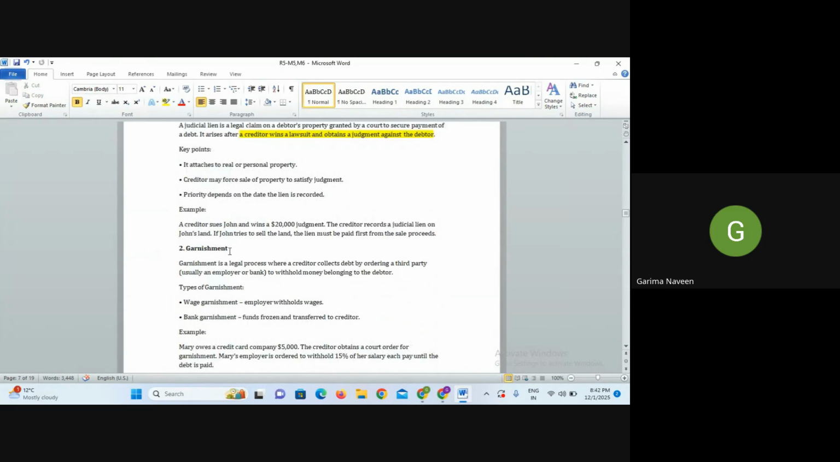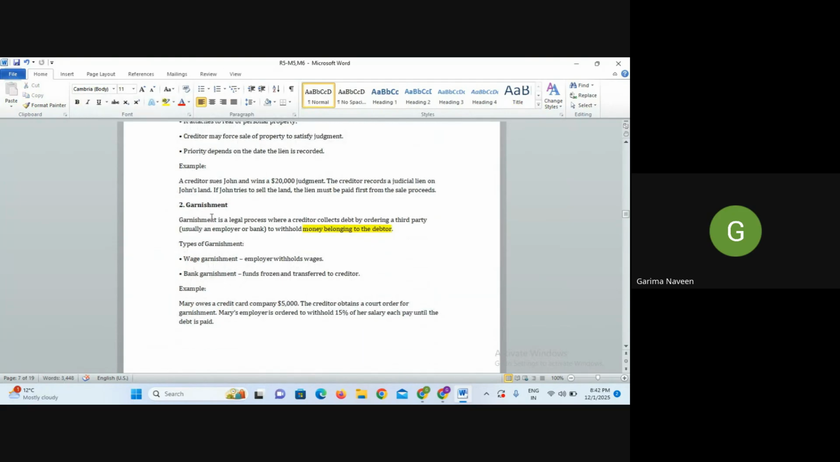Next is garnishment. Garnishment here is a legal process where the creditor collects a debt by ordering a third party, usually an employer or a bank, to withhold money belonging to the debtor. So, the creditor goes to the third party who has custody of some of the debtor's money and requests that they withhold that money on the creditor's behalf. Like wage garnishment, where the employer withholds the wages of an employee if the employee defaults on a loan. Bank garnishment means funds are frozen and transferred to the creditor.